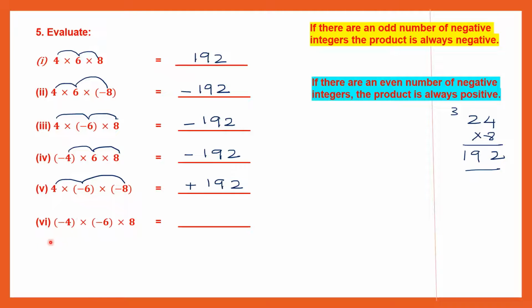Here we look out for the negative integers. 1 plus 1, 2 negative integers. 2 is an even number. So the answer will be positive 192.